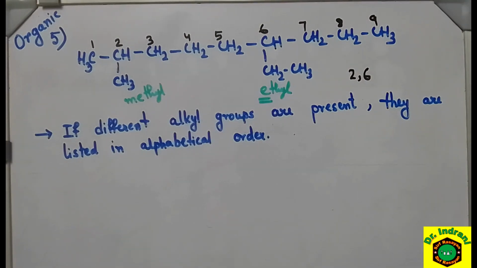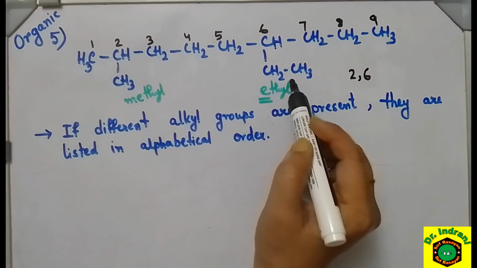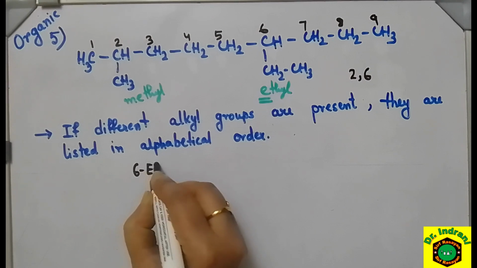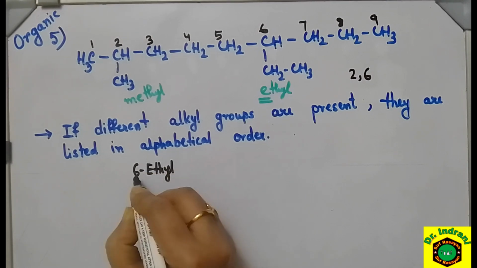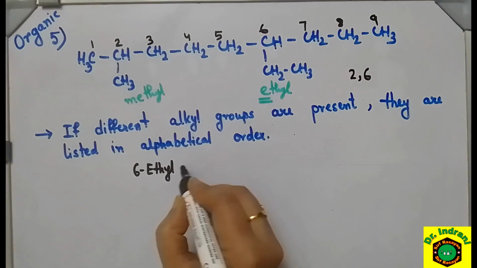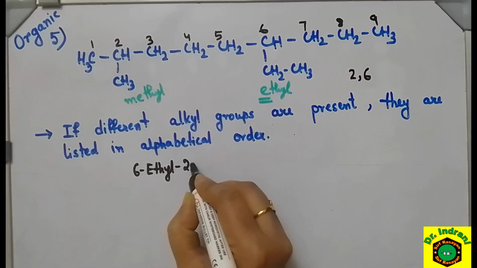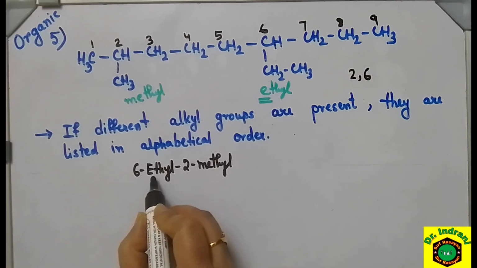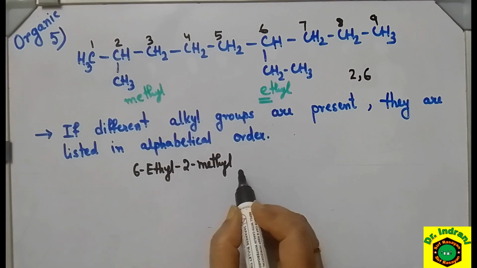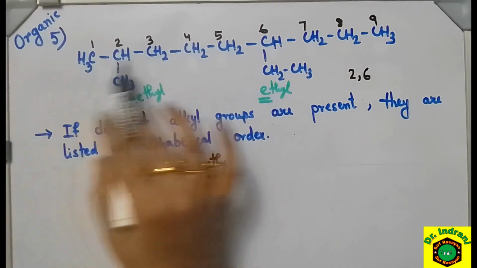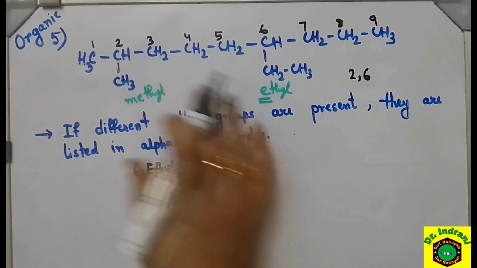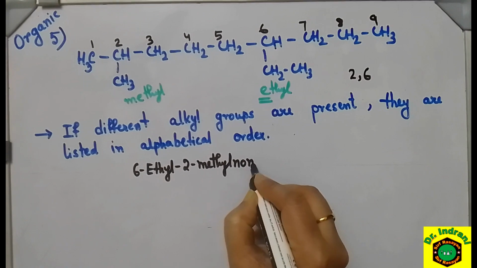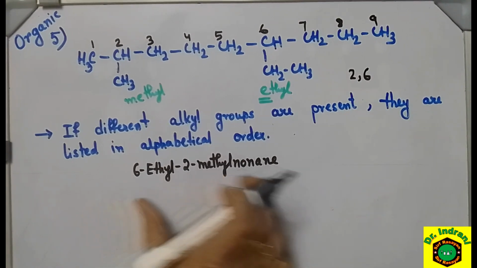So what is the IUPAC name of this compound? At 6th position ethyl group is there, so you can write 6-ethyl. At 2 position methyl group is there, 2-methyl. We know between number and word a hyphen should be there. And now see, the parent chain is having 9 carbon atoms and it is saturated. So nonane, N-O-N-A-N-E. This is your IUPAC name.